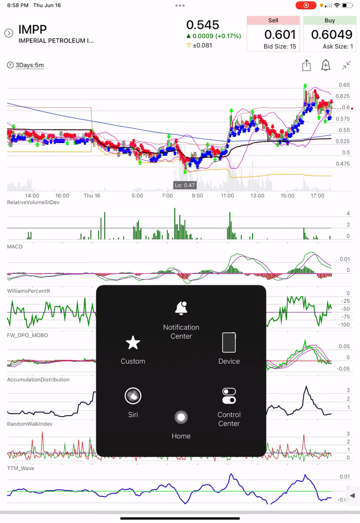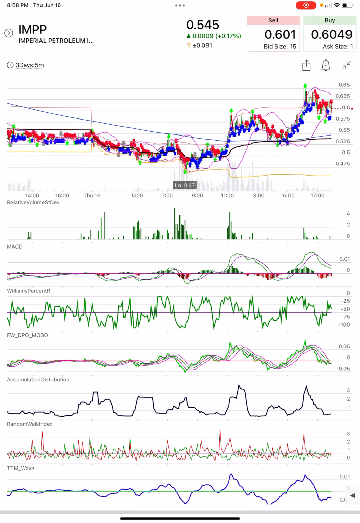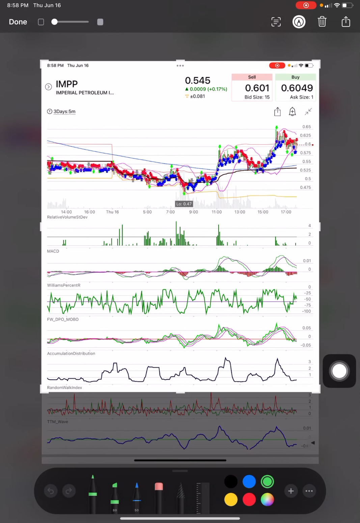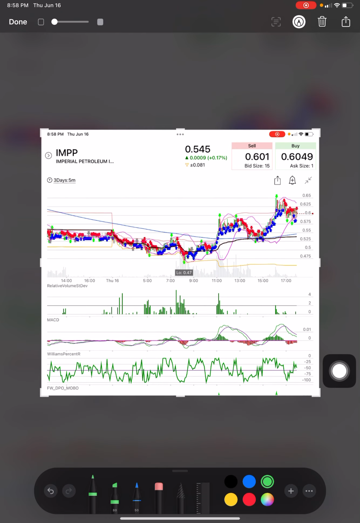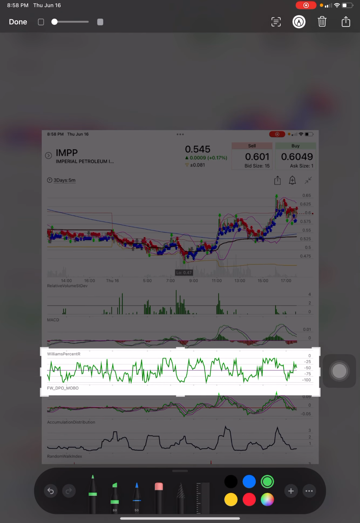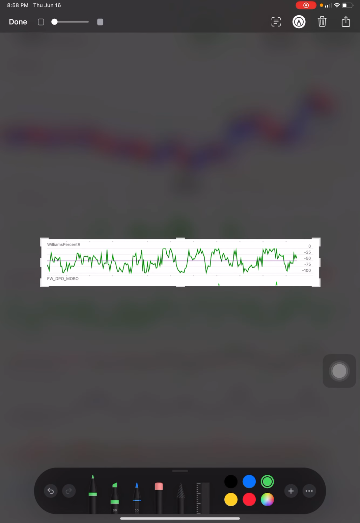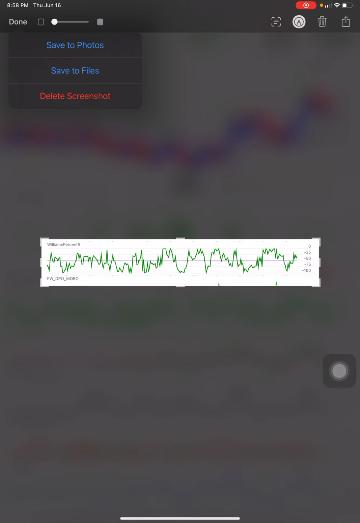And I know I have a whole bunch of things up on the screen. That's just what I always look at. We're going to look specifically at that one, this guy right there, as it associates with the actual chart above.